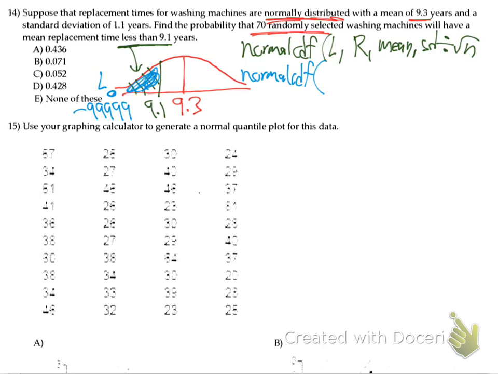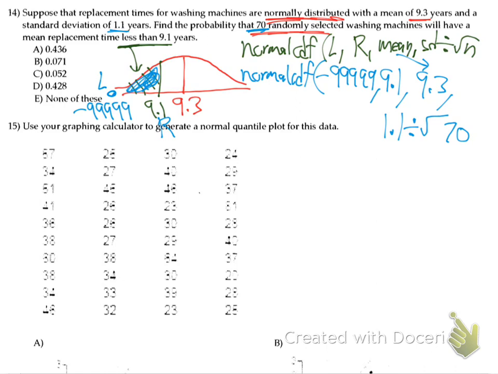That's why it's negative, because negative numbers go to the left and positive numbers go to the right, like a normal number line. So when the shading goes left forever, we just go negative a million or negative 99999, so that the calculator will consider that left forever. And then the right edge is right there, the 9.1. That's the left and right edges of that chunk of shading. Comma, mean is 9.3. Comma, now the standard deviation 1.1, but divided by the square root of 70, because we have a group.